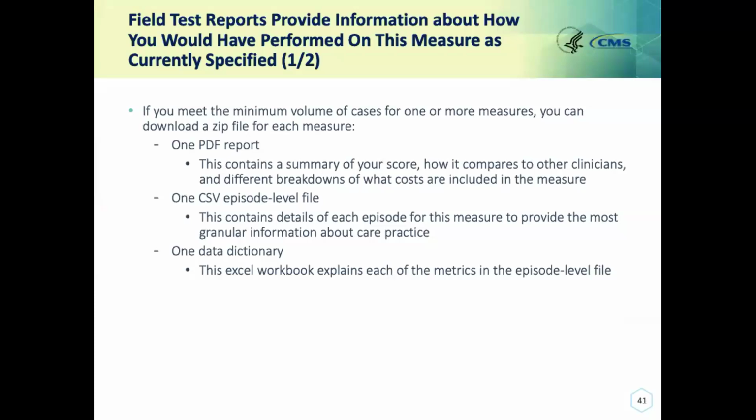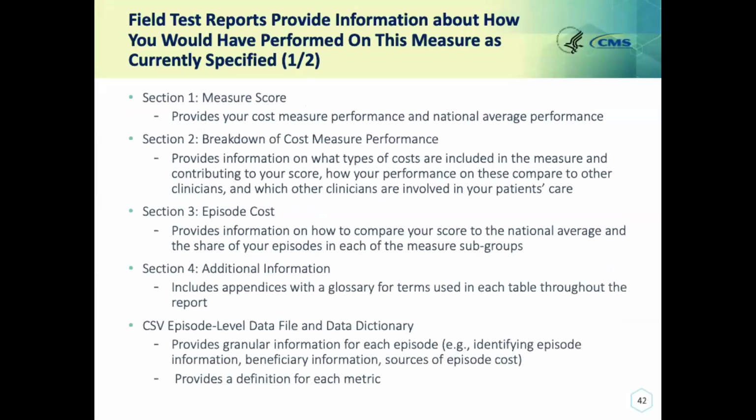The field test reports are intended to provide information about how you might have performed on the measure as it's currently specified, and it has 3 components: a PDF report, a CSV episode level file, and then the data dictionary. Next slide, please. The 4 different sections in your PDF report include your measure score, a breakdown of cost measure performance, your episode cost, and then some additional information, including appendices and a glossary for terms that are throughout the report. Whereas the CSV episode data file includes information that identifies episode and patient level information, as well as sources of episode cost.